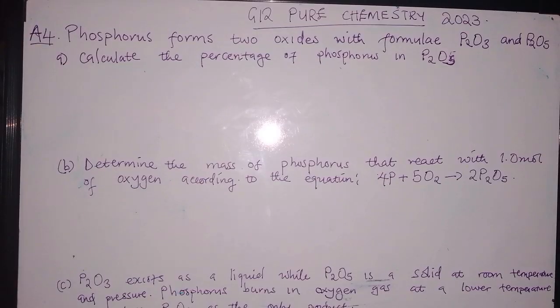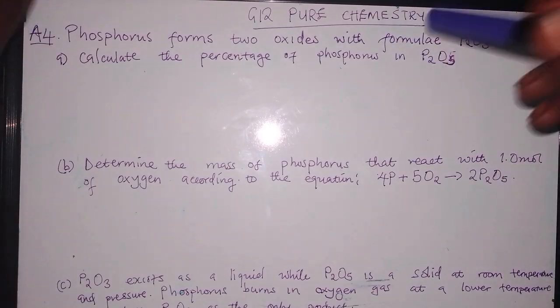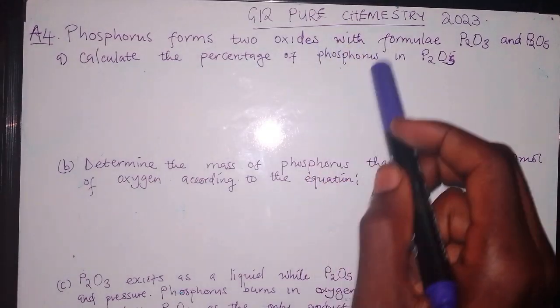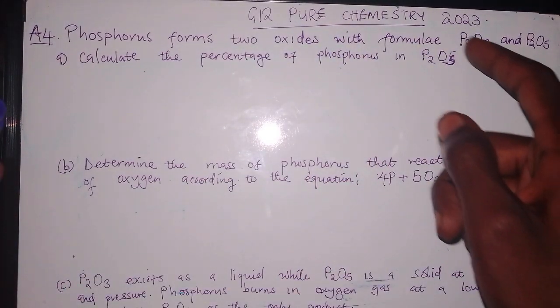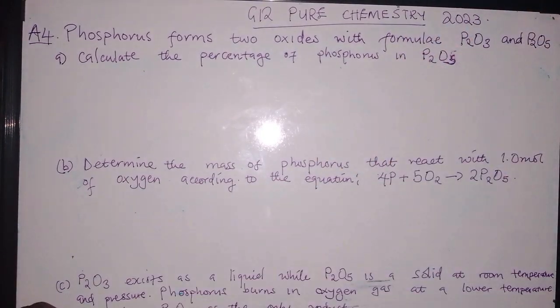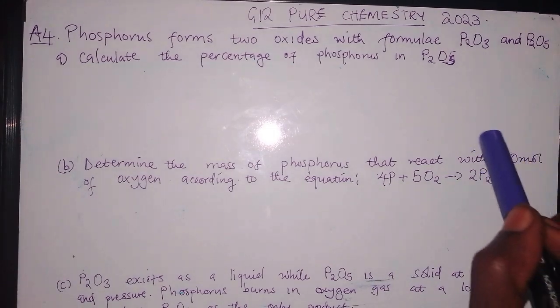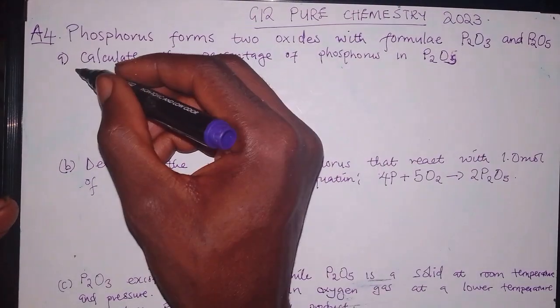For us to calculate the percentage of something, of course we have to find the total. I'll give you an example with this same one, phosphorus. To calculate the percentage of phosphorus in this compound, first we need to calculate the total molecular mass of this compound. That's the first step: calculate the molecular mass.